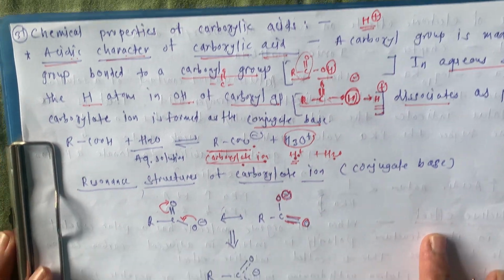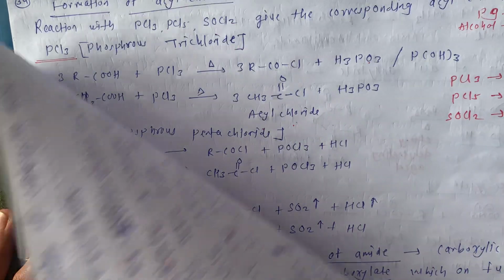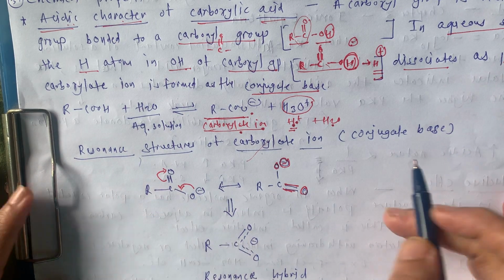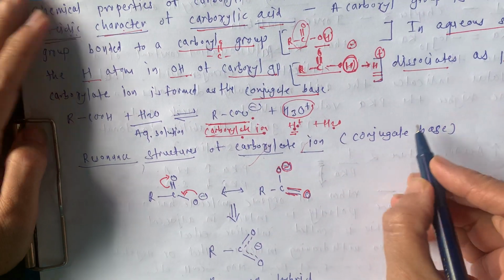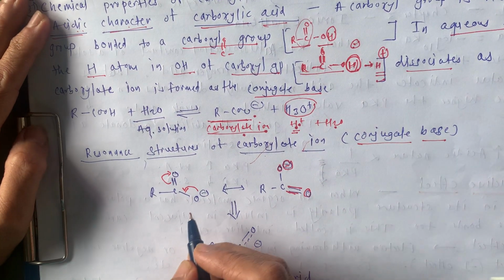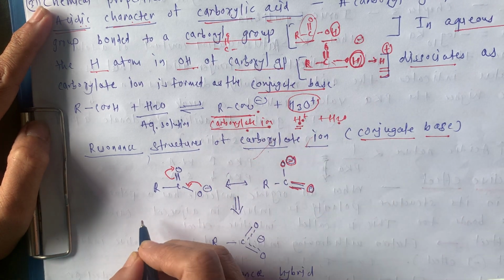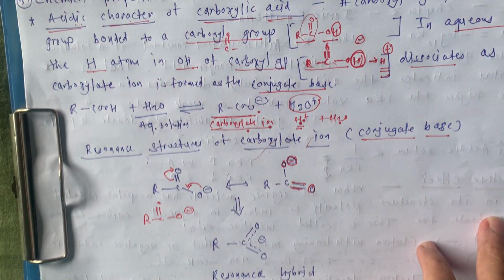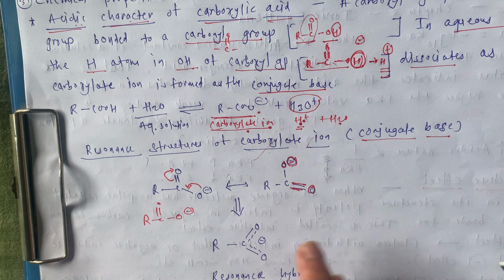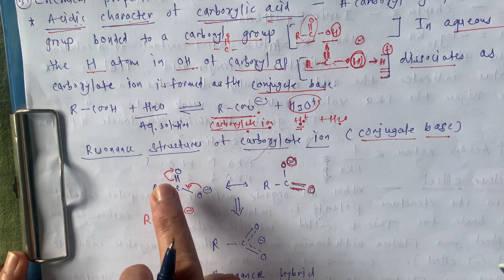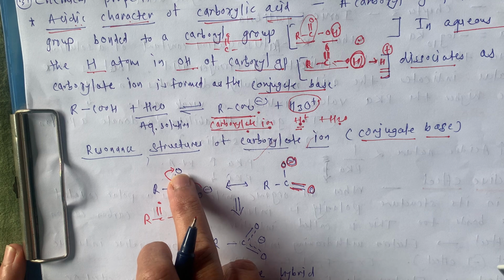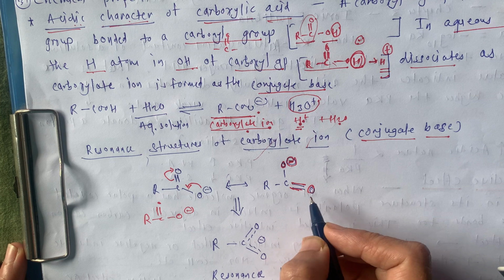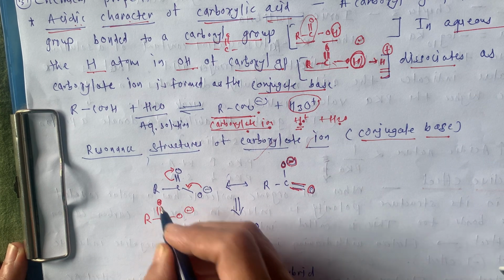Now, as we studied resonance structures in benzene and aromatic compounds, similarly here we can also study the resonance structures of the carboxylate ion, which is also called the conjugate base. See now, here this is R C double bond O negative. When this negative charge is shifted over here, and from this double bond two electrons are shifted onto this oxygen, then this oxygen will acquire the minus charge, and here there is formation of C double bond O like this.